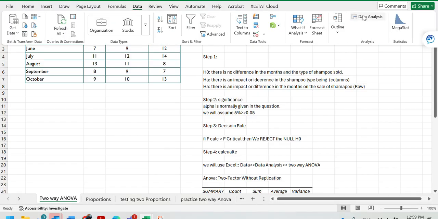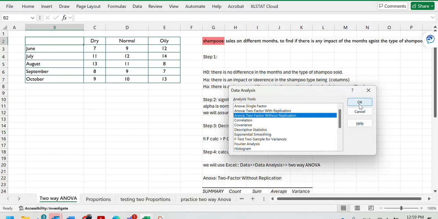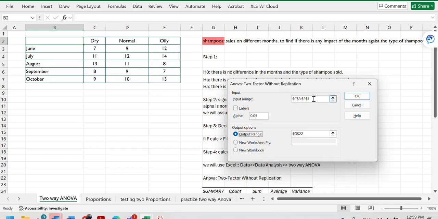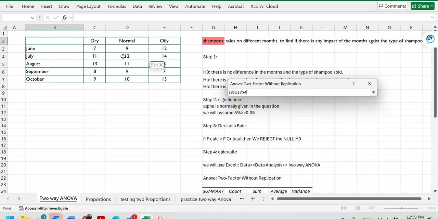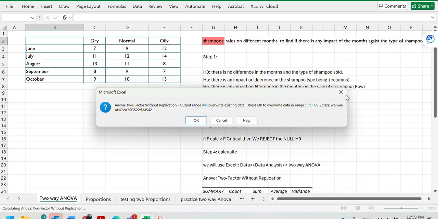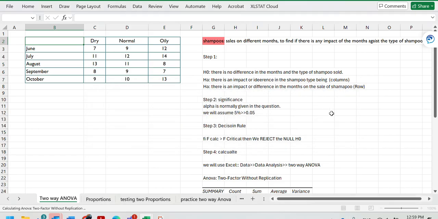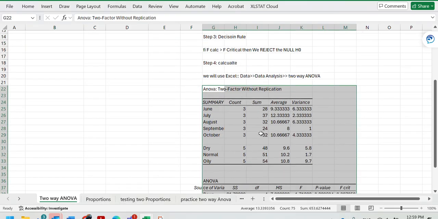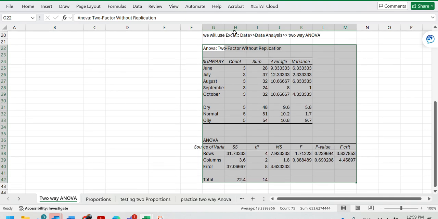Data analysis. Okay. Now I selected with the labels because I deleted this. I made this empty. If that is empty, you can use labels. And same output range. I press OK. Paste it there. So now I have the clear understanding.